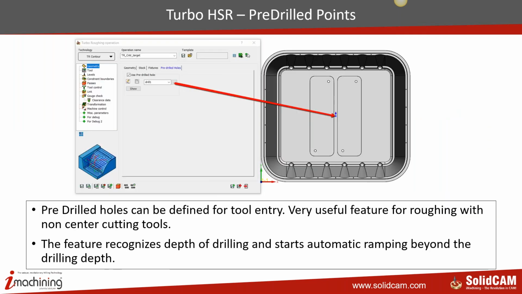Also, pre-drilled holes. You can have pre-drilled holes as a definition, and every time the cutter comes, it will dip into that region where you have done the pre-drill and just machine the part, mostly for cavities.